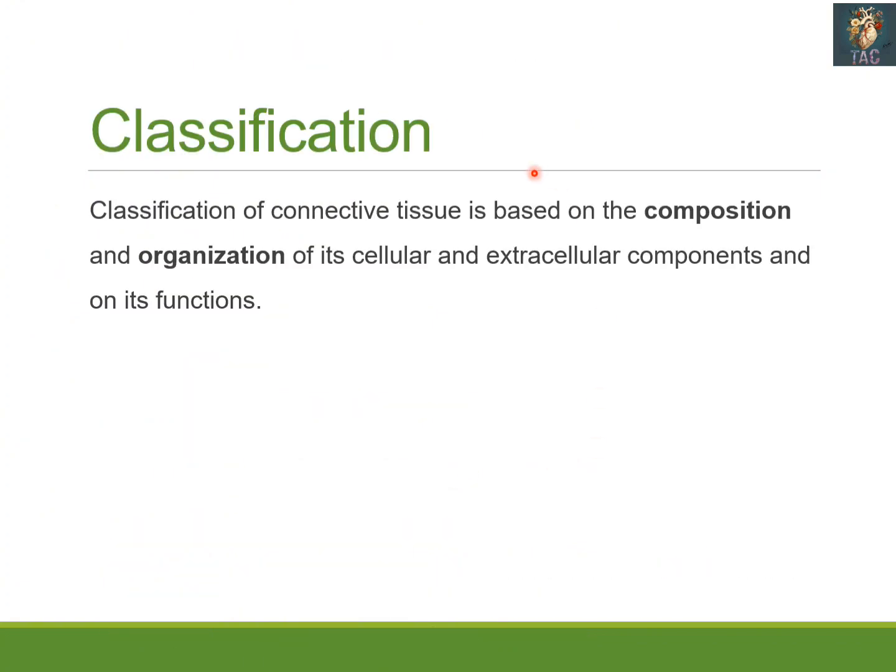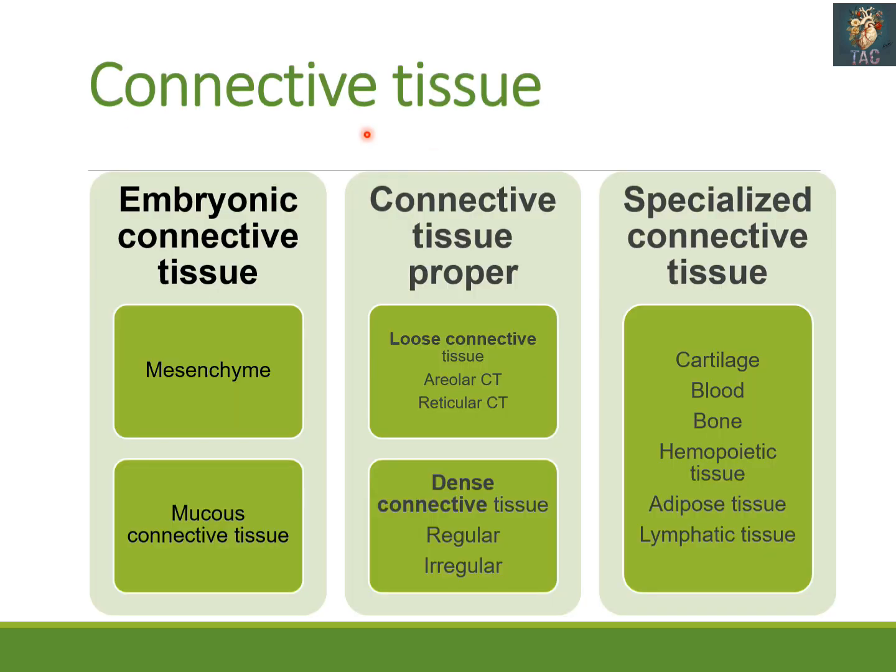So how do we classify? The classification of connective tissue is based on the composition and organization of its cellular and extracellular components and also on its function. So basically on the composition and organization of its components, we classify the tissue into different classes. The classes are the embryonic connective tissue, the connective tissue proper and the specialized connective tissue.